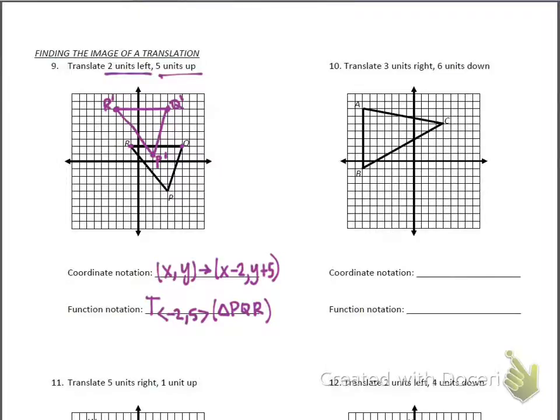Okay, that's it. You're going to do this for 3 more problems. And that's pretty much your homework tonight too. So that's translations. You're just taking a shape and moving it right, left, up, down. Okay?